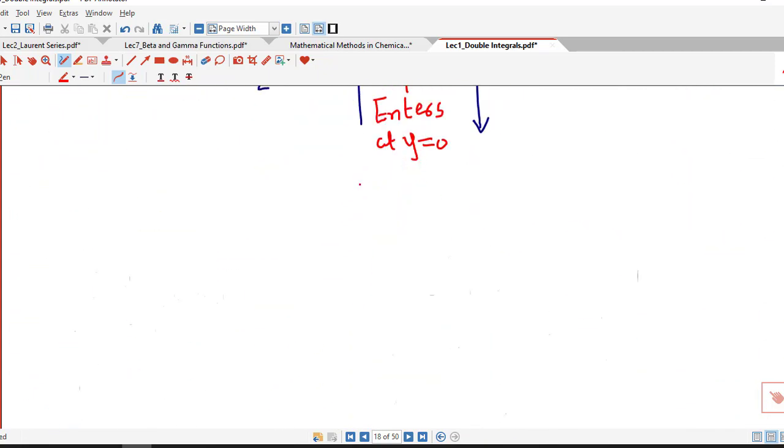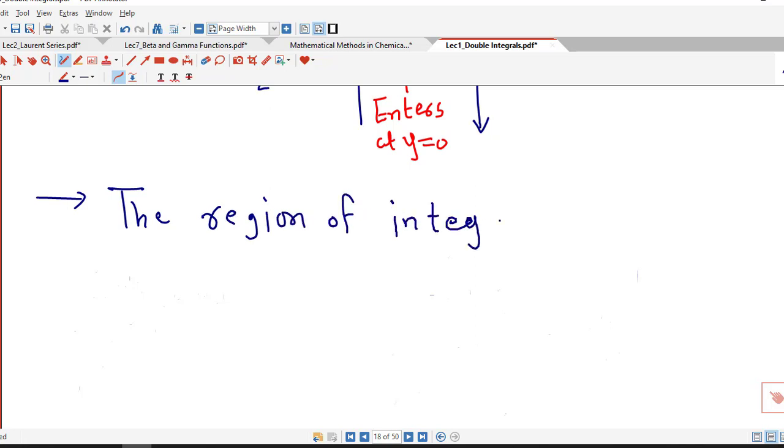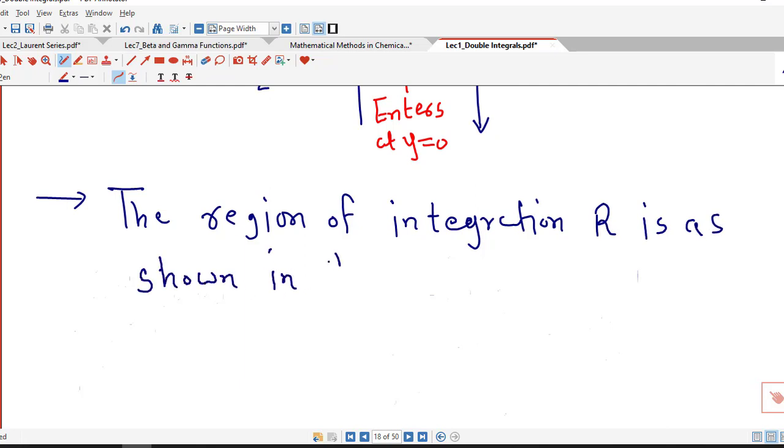So now first we write down all these things. We have, first, sketched the region of integration. So the region of integration R is as shown in the above figure.